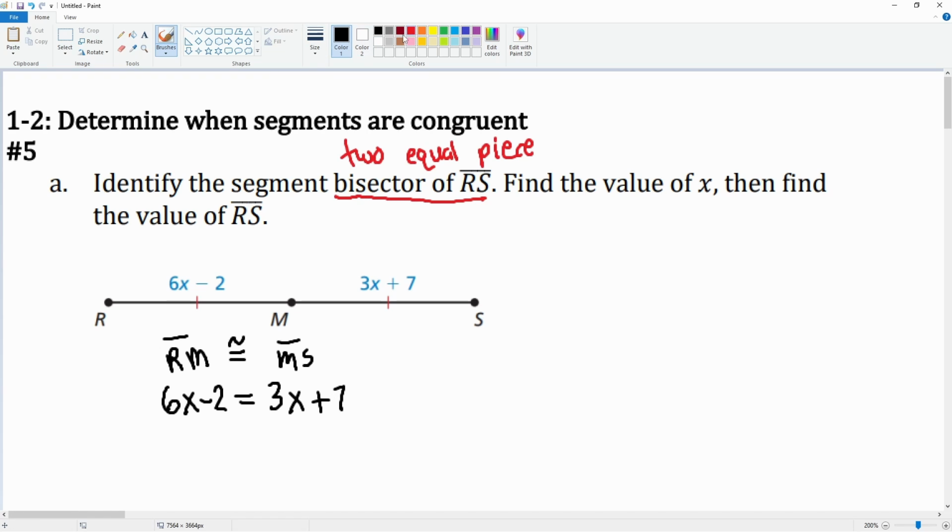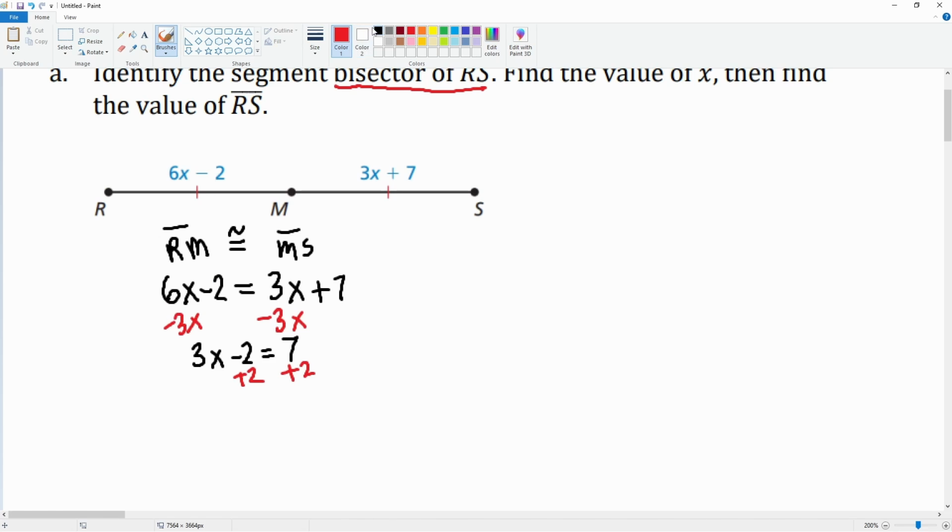Now we can solve for it. Let's move the variable first. So minus 3x to both sides. This is going to get you 3x minus 2 is equal to 7. Then you are going to add 2 to both sides. This is now going to get you 3x is equal to 9. Divide 3 to both sides. Now you're going to get x is equal to 3. That's the value of x.